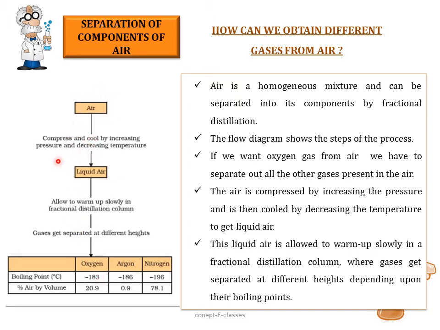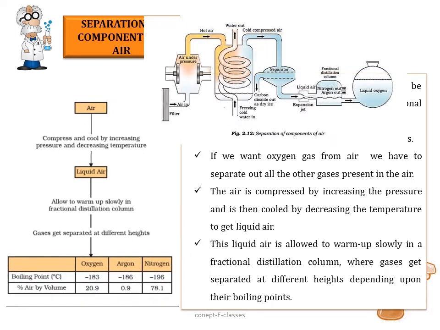First, the air is compressed and cooled by increasing the pressure and decreasing the temperature. Because of this, liquid carbon dioxide is formed, and it flows out as dry ice. Then the rest of the liquid air is allowed to warm up slowly in the fractional distillation column. Then the gases get separated at different heights due to the different boiling points. So this is the boiling point of oxygen, argon and nitrogen. If we want to get oxygen from air, we have to separate all other gases.